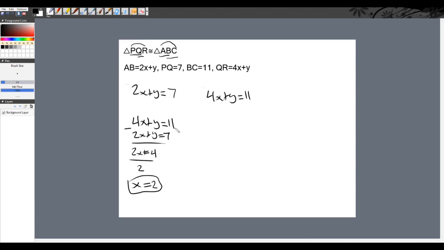We are going to plug in x into any of these equations to solve for y. I'm going to do QR: 4 times 2 plus y equals 11. You have 8 plus y equals 11, minus 8, y equals 3. There you have it. You solve for the variables: x equals 2 and y equals 3. That's it.